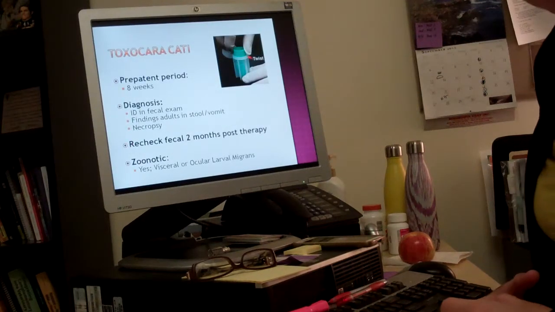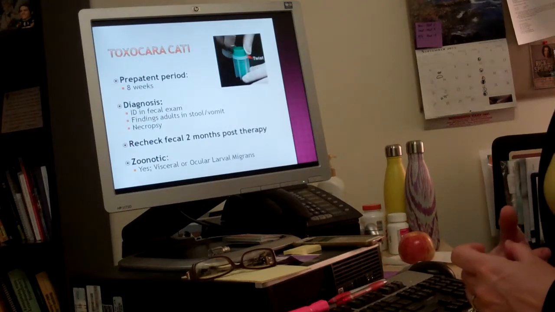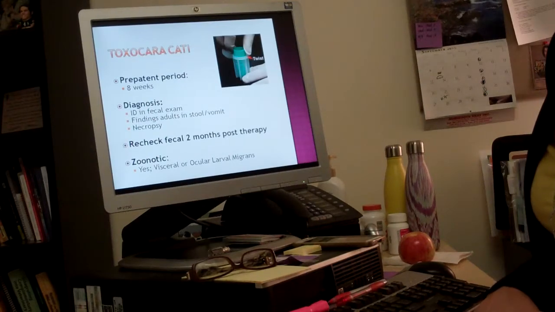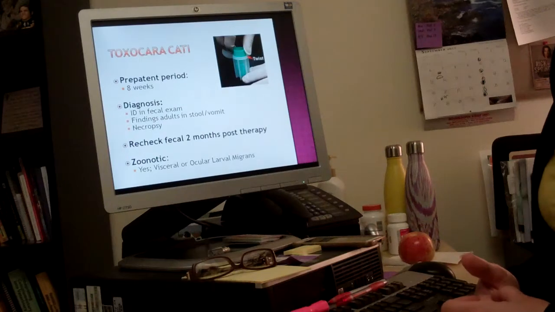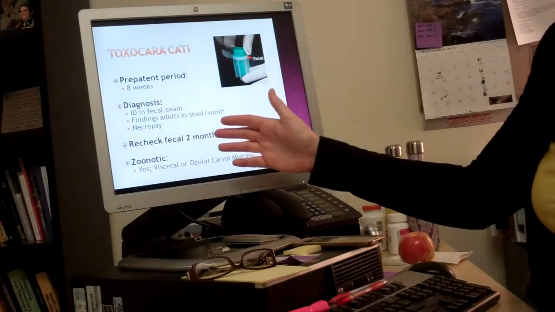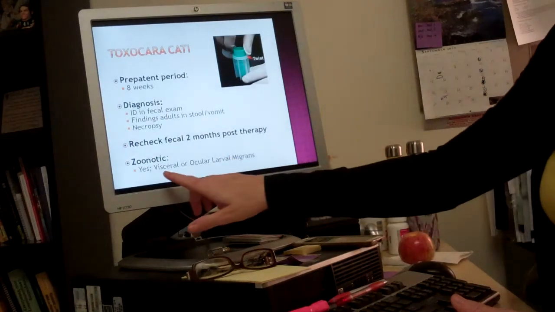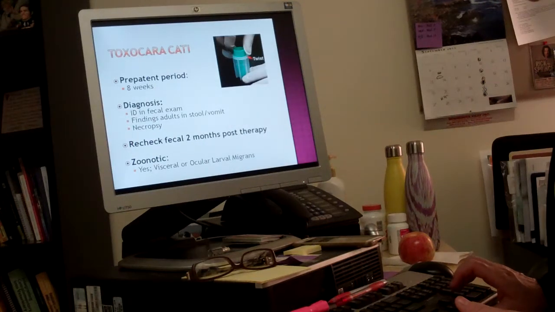The pre-patent period for Toxocara cati is twice as long as it is for Toxocara canis, but again, I'm not testing you on that. It's just that if you have a patient that you would like to diagnose roundworms in, you have to wait for this parasite 8 weeks, 2 months. We diagnose it the same way. We find the eggs in the fecal float, and again, it has the same zoonotic potential as Toxocara canis.